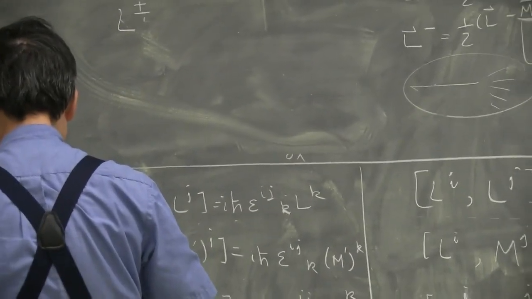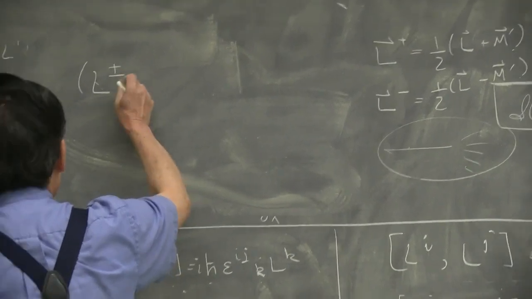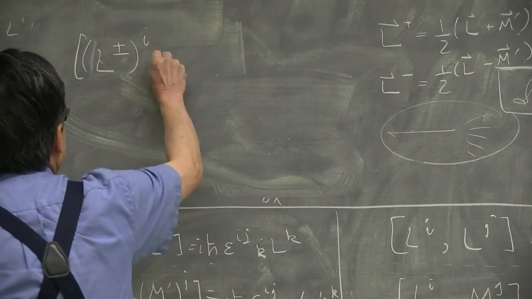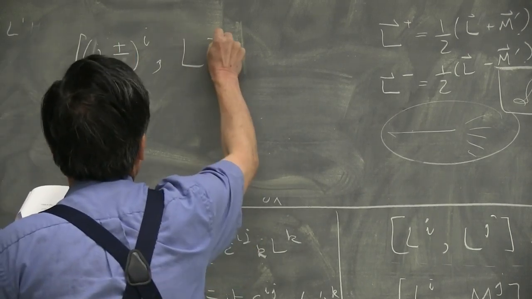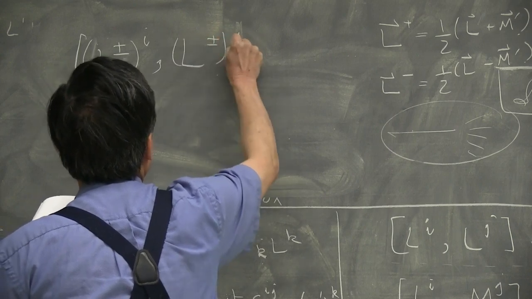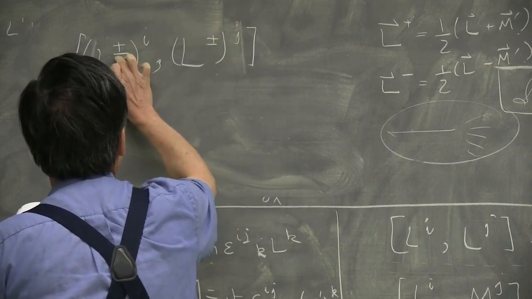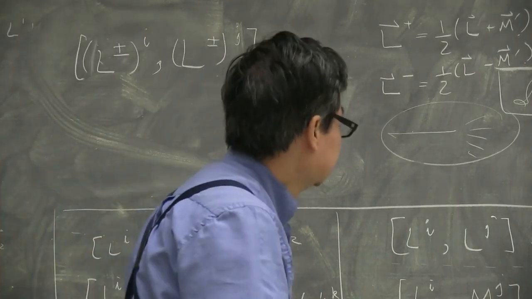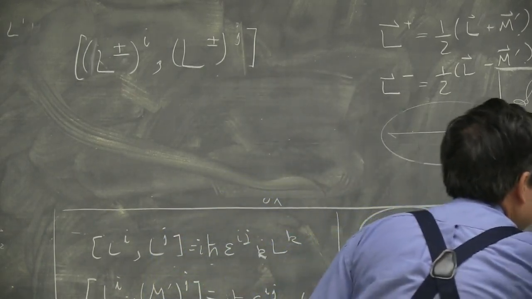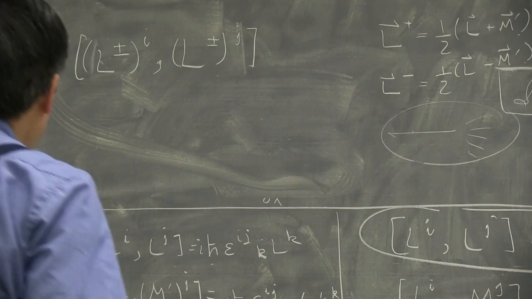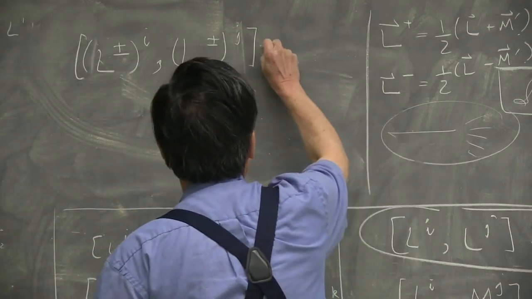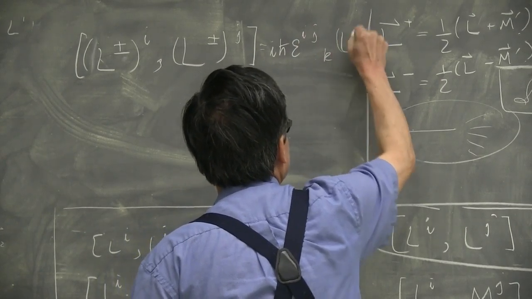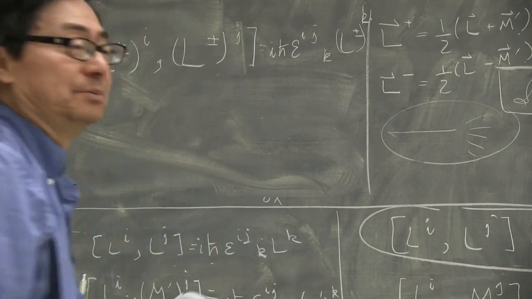In fact, I can write it all as one equation in here, L plus or minus i component, commutator with L plus or minus j. The way to read this equation is that the top signs go with top signs and the bottom signs go with the bottom signs in here. Okay? Looks exactly like this subalgebra. So that this can then be shown to be i h bar epsilon i j k L plus or minus k, like so.